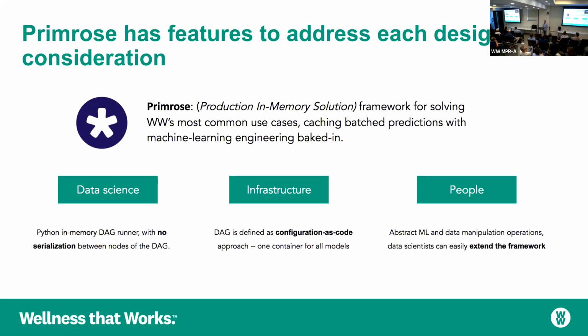On the infrastructure side, everything runs with configuration as code. So basically, you can have one container, and you can run all of your models in it. You can run a churn model. You can run a food recommender. You can run a social media recommender. All of it runs from the same code base. And on the people side, we've abstracted a lot of the ML and recommender concepts. So it's easy to extend, and it helps our data scientists think of everything they do in a modular way. And they can extend it if they need something or reuse something if it already exists.